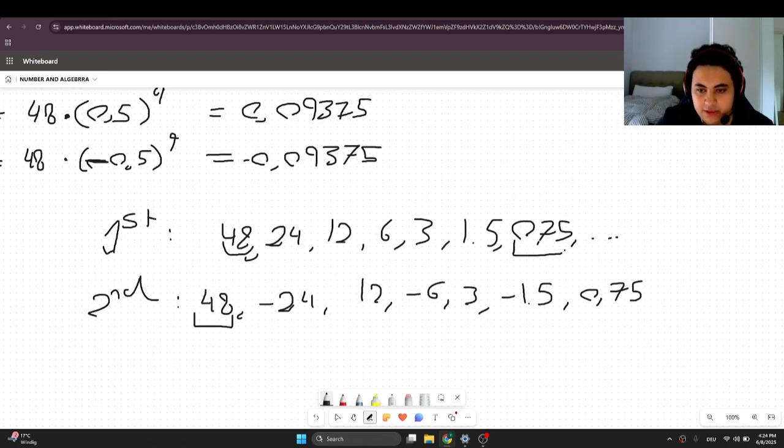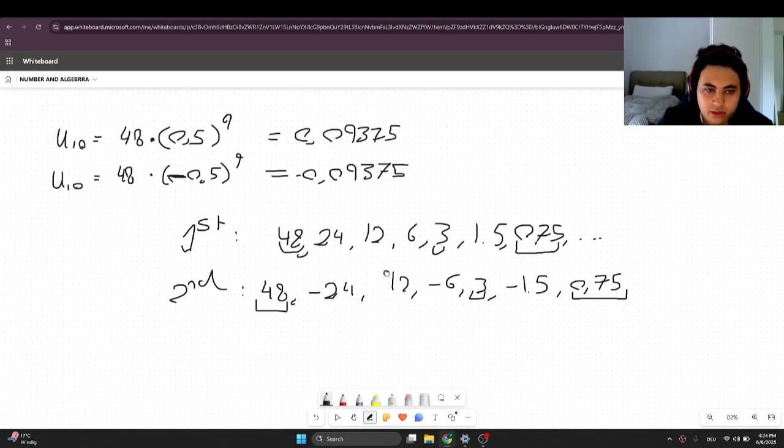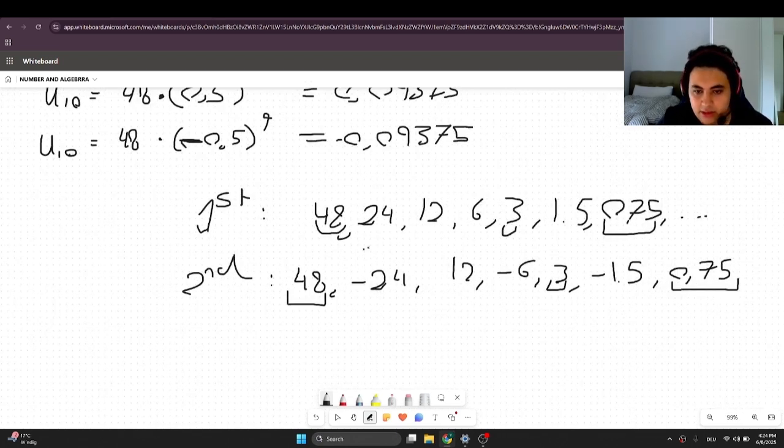And same thing for 0.75. This is u7. 0.75 and 0.75 are the same. Also the same thing for u5, 3. They're both the same. So we can conclude that these answers are correct because it follows the pattern of these two sequences. Yeah, so it is correct.